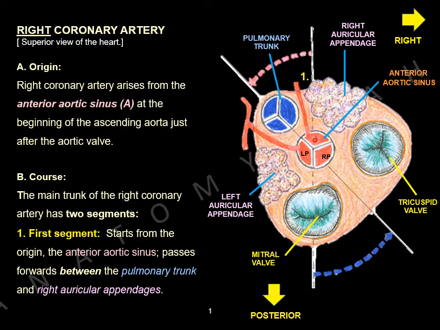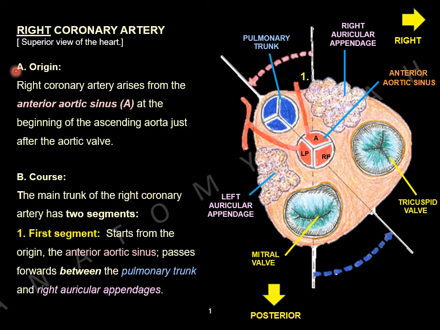Anterior to the aortic opening is the right auricular appendage located above the right atrium. Left of the aortic opening is the left auricular appendage sitting on the left atrium. Right of the aortic opening is the right atrioventricular opening guarded by three cusps, the tricuspid valve. Behind the aortic opening is the left atrioventricular opening guarded by two cusps, the bicuspid or mitral valve.